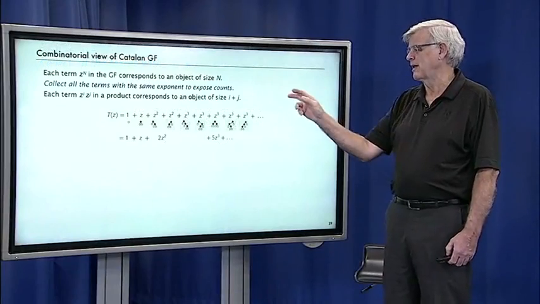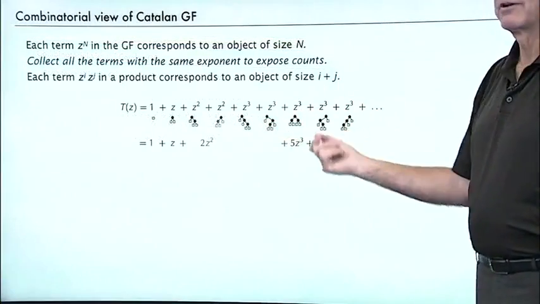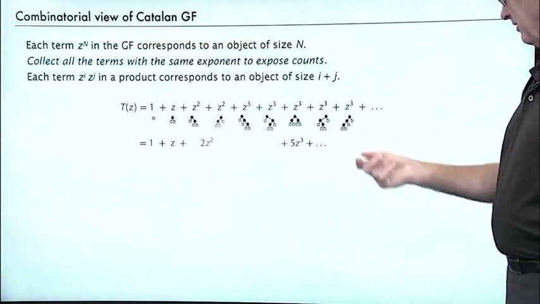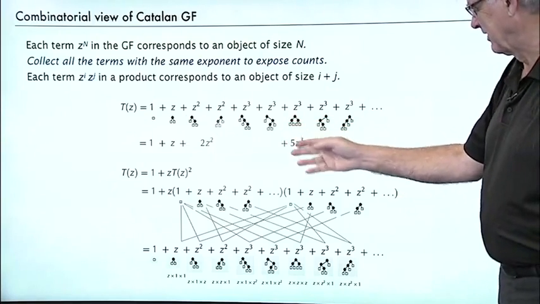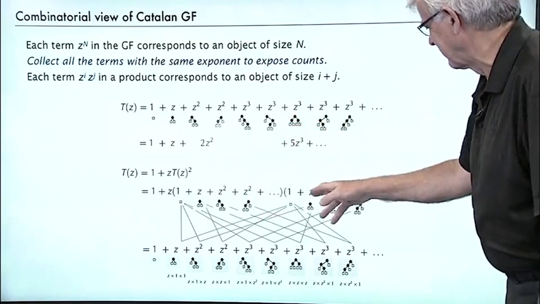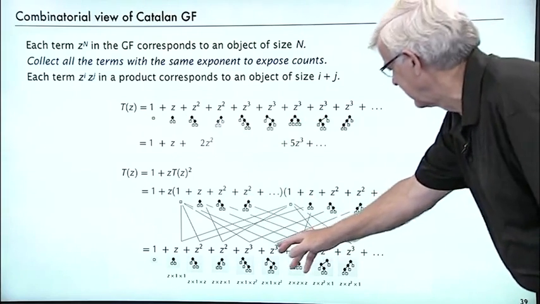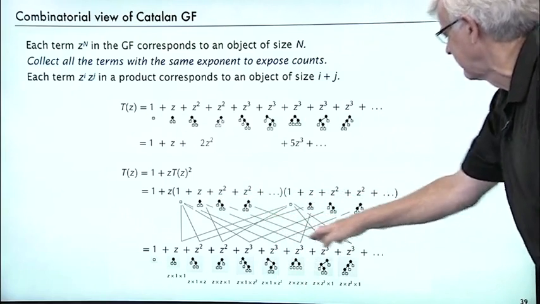Now, if you multiply t of z times t of z, it's like taking two trees and composing them. Well, that's what we mean by a binary tree. Take two trees and compose them. So t of z equals 1 plus z t of z squared. If we write the things out symbolically as trees, then you can see immediately that this tree here comes from one of those and so forth.